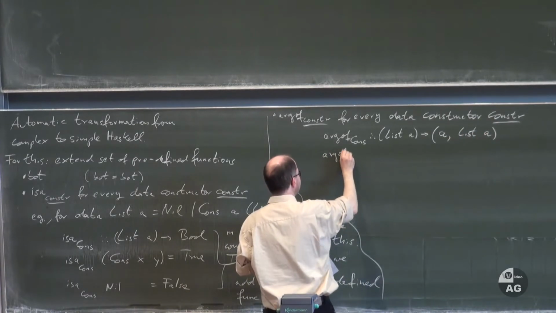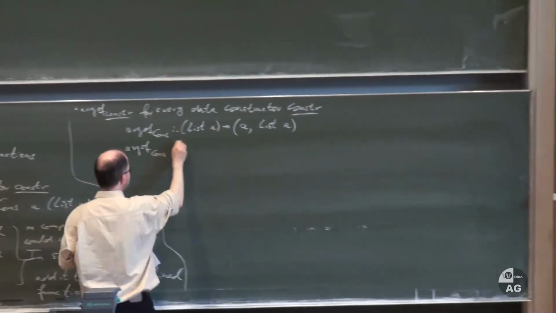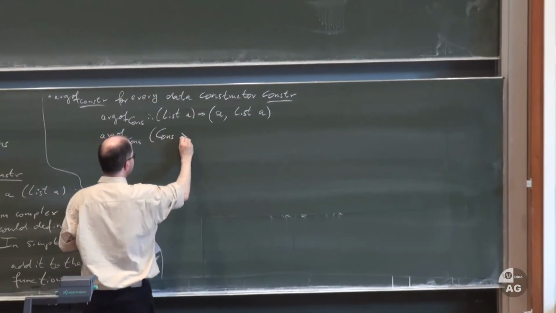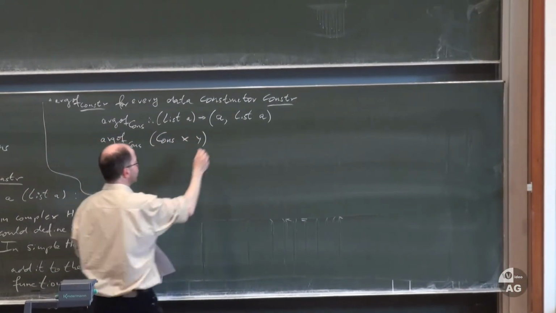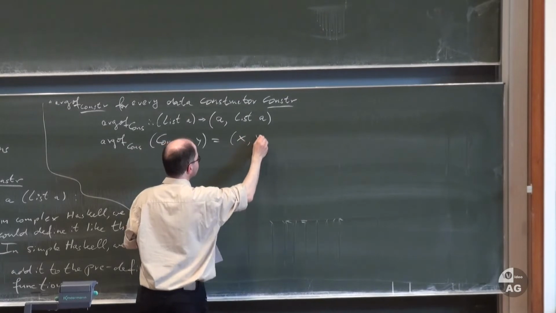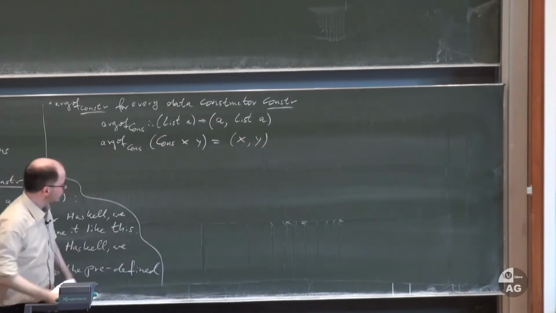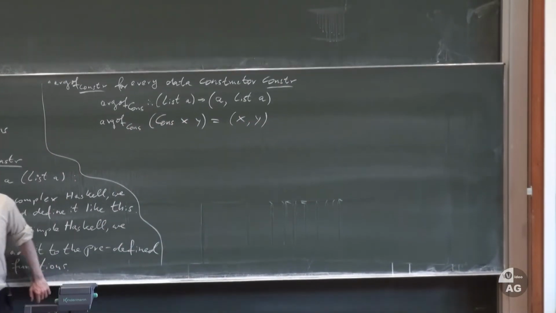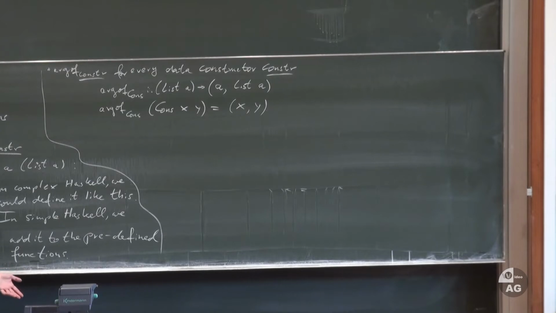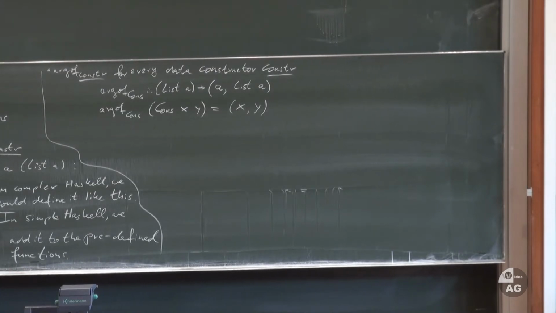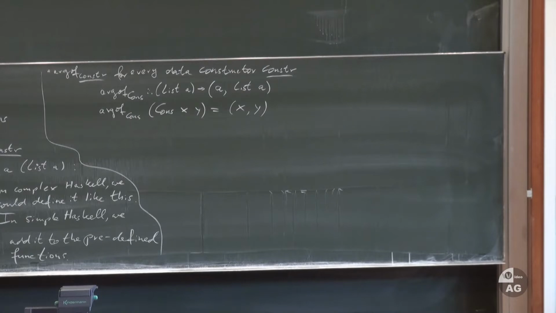And if we had pattern matching, then we could define this ourselves. So if this is applied to something of this form, cons x y, it should return the tuple consisting of x and y. And this is essentially what pattern matching is good for. It can find out with which constructor some object is built, and it can extract the arguments.